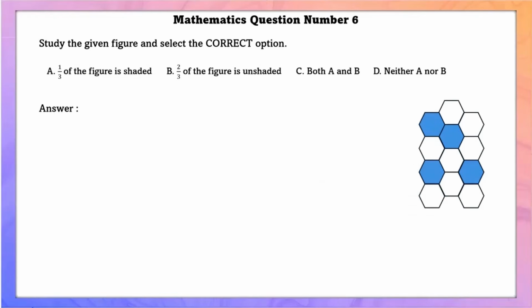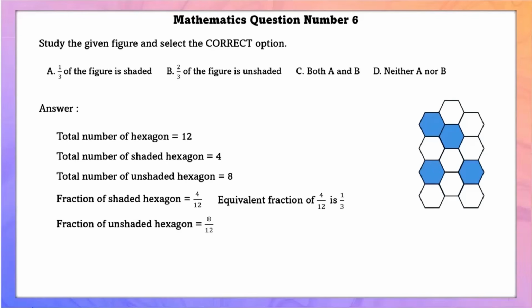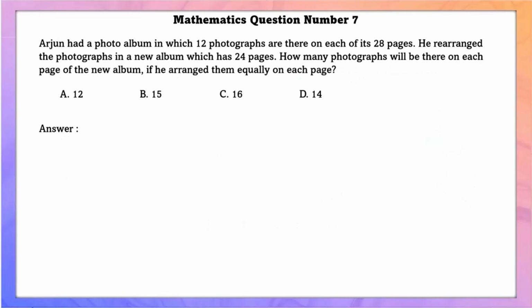Mathematics question number 6. Study the given figure and select the correct option. Total number of hexagons is 12. The total number of shaded hexagons is 4. The total number of unshaded hexagons is 8. And the fraction for shaded hexagons is equal to 4 by 12, which can be further simplified to the equivalent fraction 1 by 3. And for the fraction of unshaded hexagons, we can give the equivalent fraction as 2 by 3. So the correct option can be both A and B.